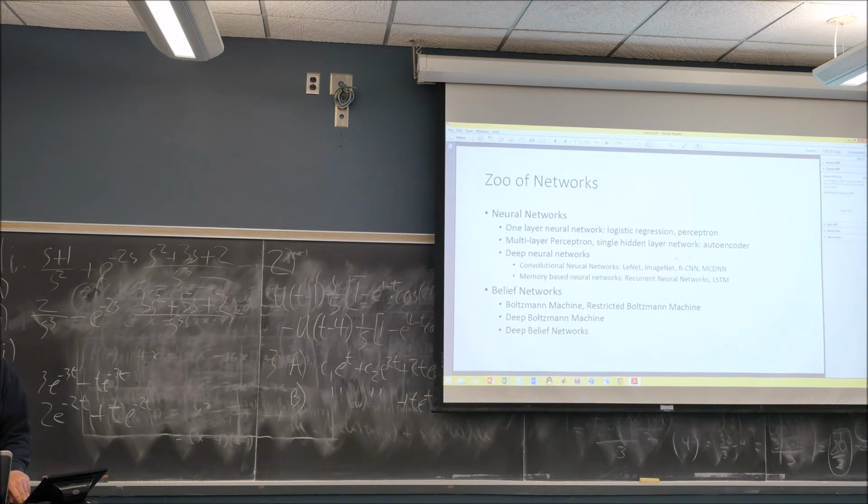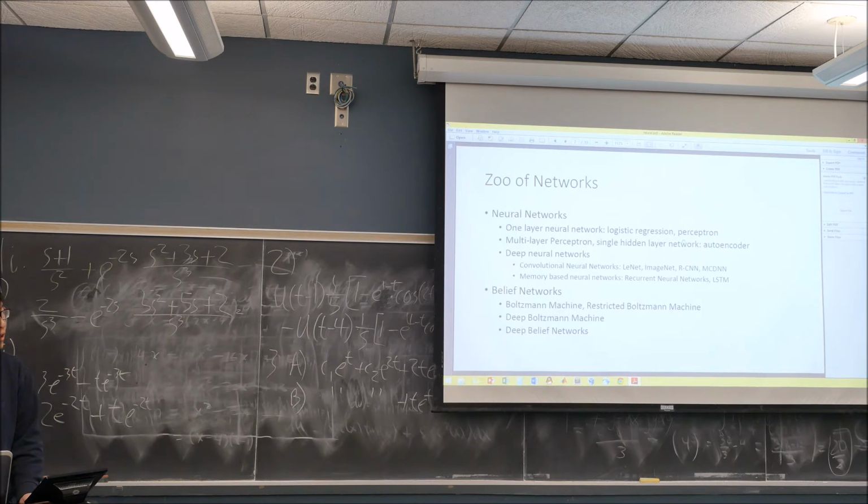For deep networks, as I mentioned, there are two most popular types. The first one is convolutional networks, CNN. You may have heard of LeNet or ImageNet before. LeNet is a network developed by Yann LeCun in the 1990s, or around that time. That's a network for handwritten digit recognition. ImageNet is an image data set that has about 1,000 classes.